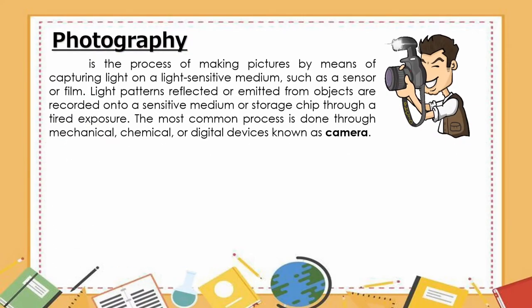Let us identify what photography means. So when we say photography, it is the process of making pictures by means of capturing light on a light-sensitive medium, such as a sensor or film. Light patterns reflected or emitted from objects are recorded onto a sensitive medium or storage chip through a timed exposure. The most common process is done through mechanical, chemical or digital devices known as a camera.